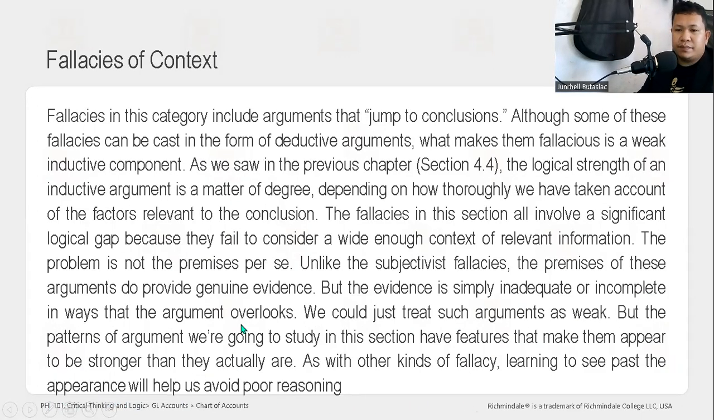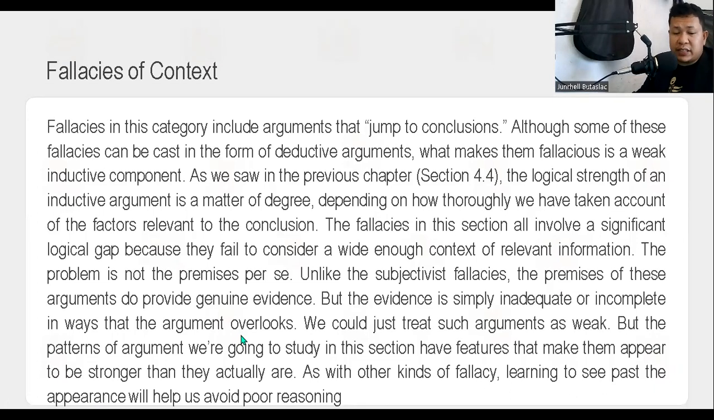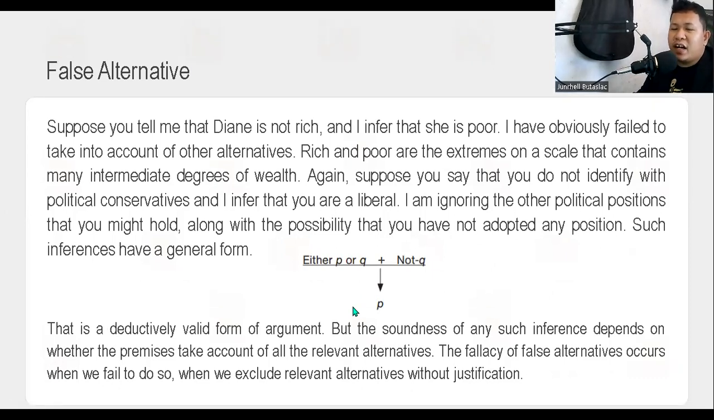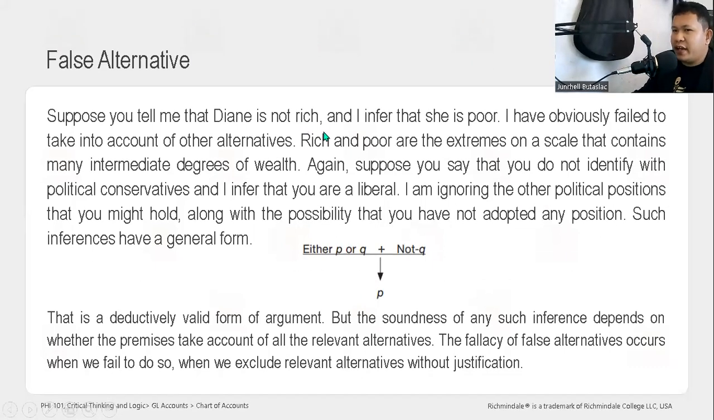Okay? All right. So next is false alternative. Suppose you tell me that Diane is not rich and I infer that she is poor. I have obviously failed to take into account other alternatives. Rich and poor are extremes on a scale that contains many intermediate degrees of wealth.